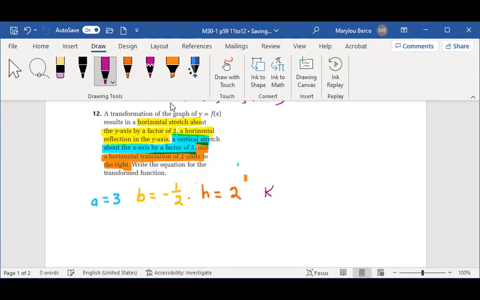And k equals 0. Okay, so we end up with the equation of the function: y equals 3f of negative 1/2 times (x minus 2) plus 0, or just plus k, which is 0. So that is the final equation for the transformation of the graph.